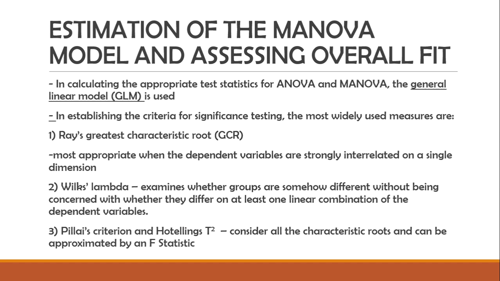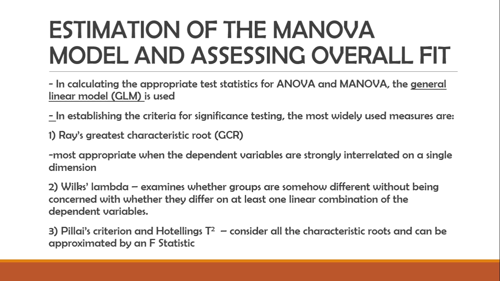Estimation of the MANOVA model and assessing overall fit. In calculating the appropriate test statistics for ANOVA and MANOVA, the general linear model or GLM is used. In establishing the criteria for significance testing, the most widely used measures are: number 1, Roy's greatest characteristic root or GCR, most appropriate when the dependent variables are strongly interrelated on a single dimension. Number 2, Wilks' lambda, examines whether groups are somehow different without being concerned with whether they differ on at least one linear combination of the dependent variables.